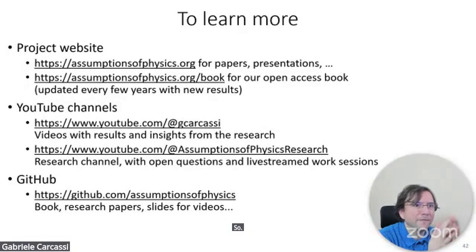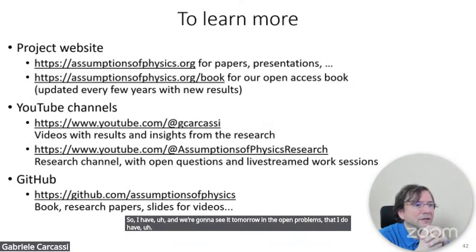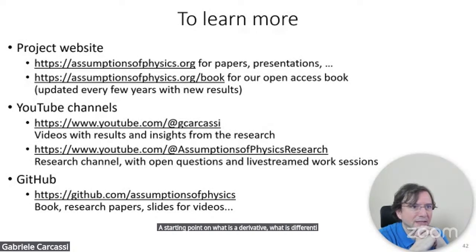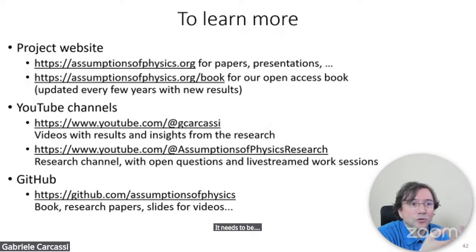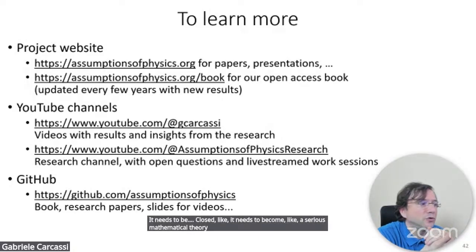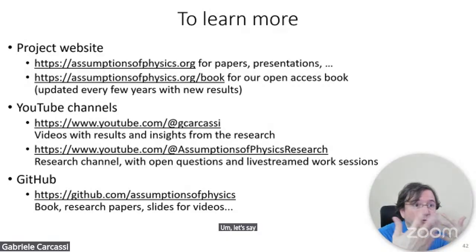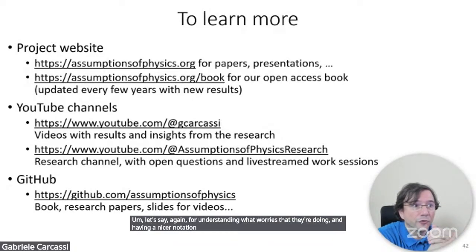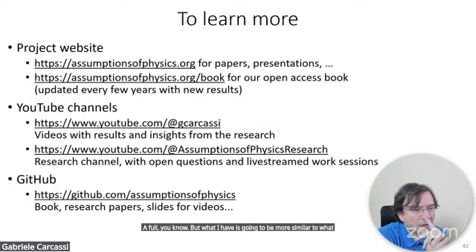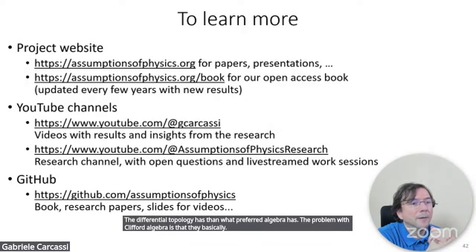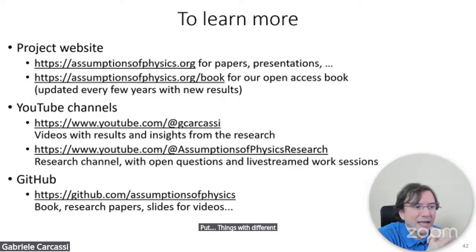So I have, and we're going to see it tomorrow in the open problems, a starting point on what is a derivative, what is differentiability, and all that, and essentially forms and all of that, and how they can map. It needs to be closed, like it needs to become a serious mathematical theory. Right now, it's a good thing for understanding what it is that they're doing and having a nicer notation for doing the math, so that we can understand what happens. I do not have a full theory, but what I have is going to be more similar to what differential topology has than what Clifford algebra has. The problem with Clifford algebra is that they basically put things with different dimensionality in the same space.